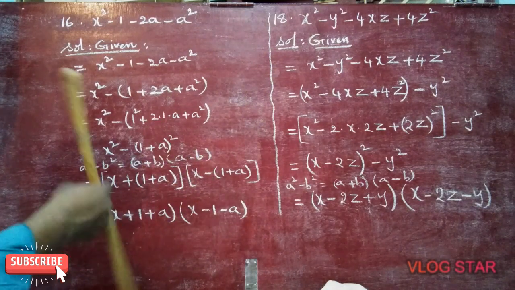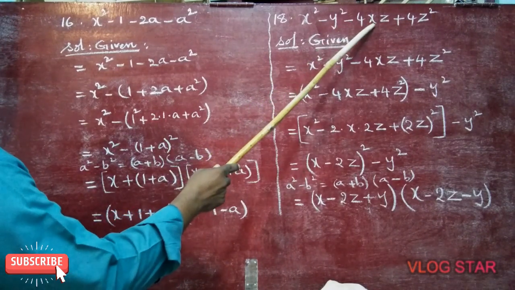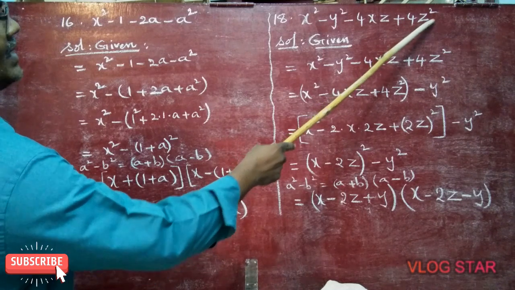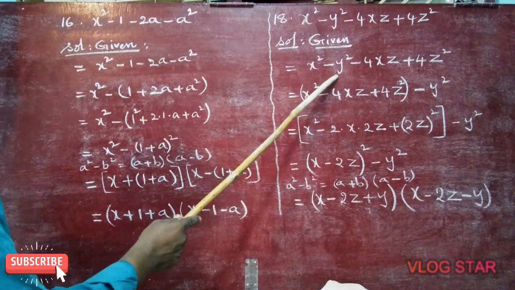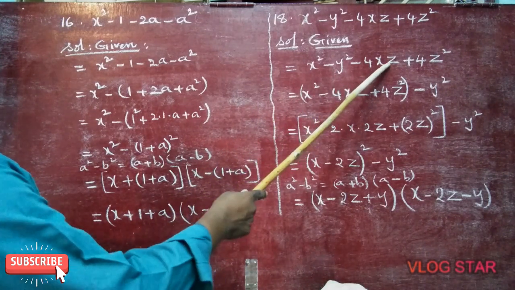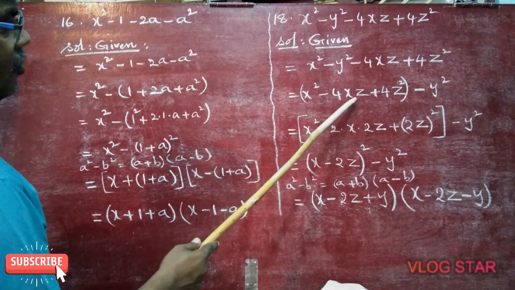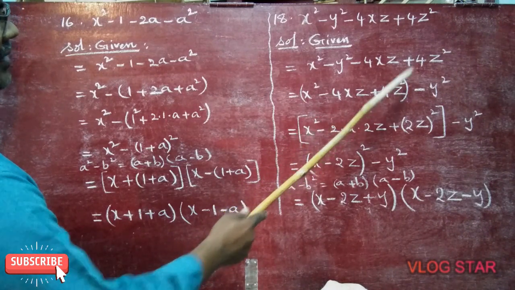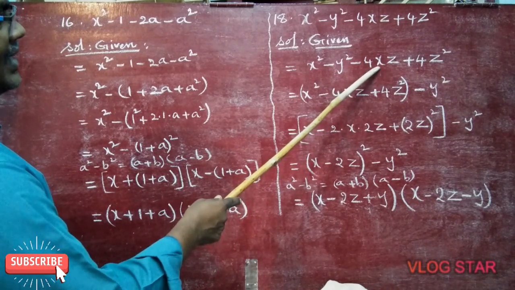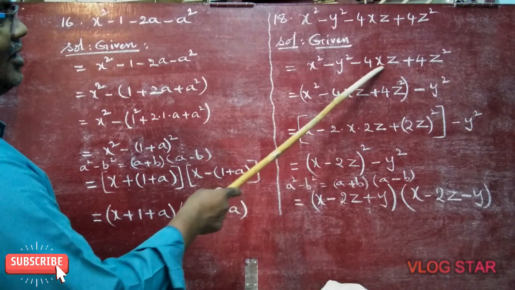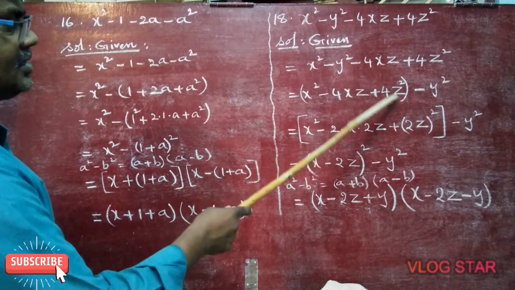Eighteenth problem. x² − y² − 4xz + 4z². Solution given: x² − y² − 4xz + 4z². Now I am combining x² − 4xz + 4z². Sir, how do you know? Here, letters are there, 4 into x into z. So if xz we have to combine, that is the hint. 2ab, ab. So the x combination and z combination is this one.